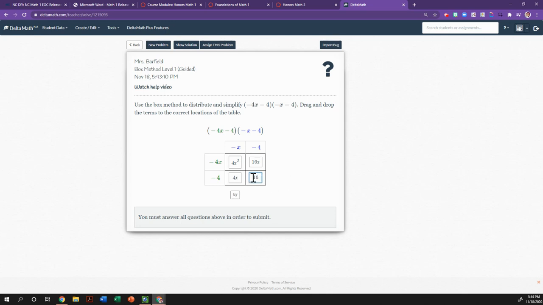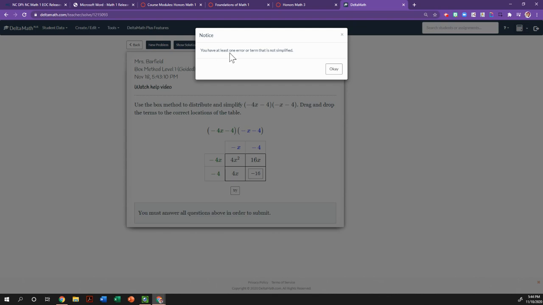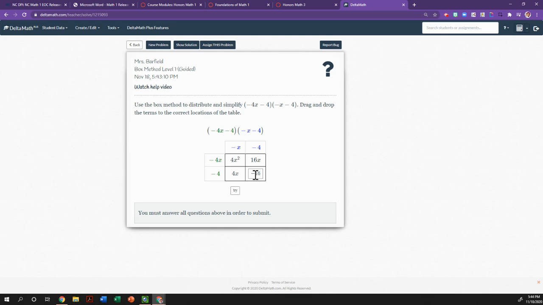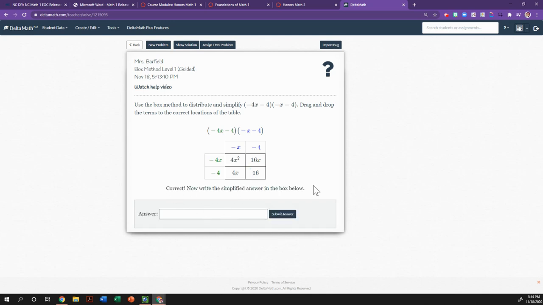Okay, now I'm going to put in the wrong answer. Okay, so I'm going to click negative 16. I'm going to click try. All right, and it says you have at least one error or term that is not simplified. That's their way of saying you've made a mistake somewhere. And actually, if you look here on the screen, the box is around the one that I made the mistake. So you can see 4x squared was okay, 16x is okay, 4x is okay. This box right here around negative 16, there's my hint. Okay, so back that up, click try. I got my correct answer.